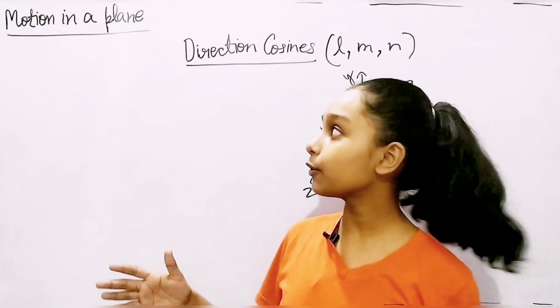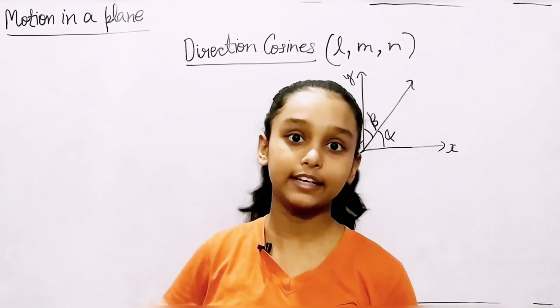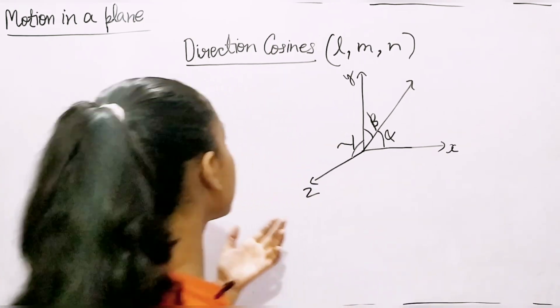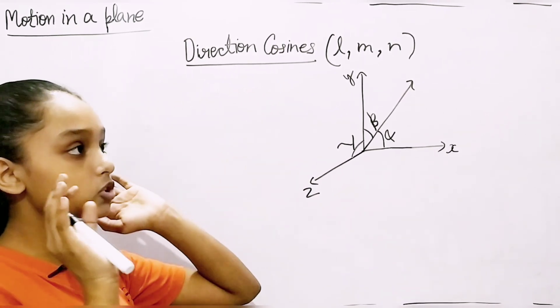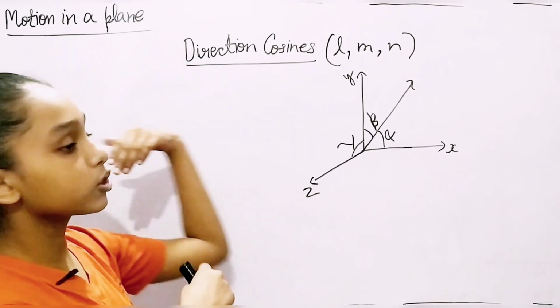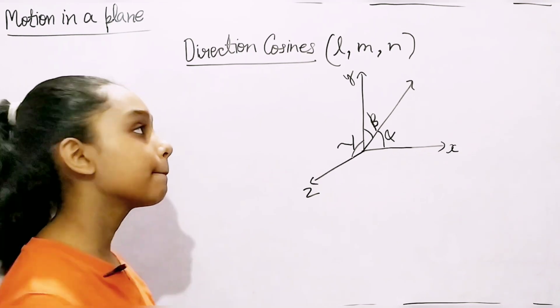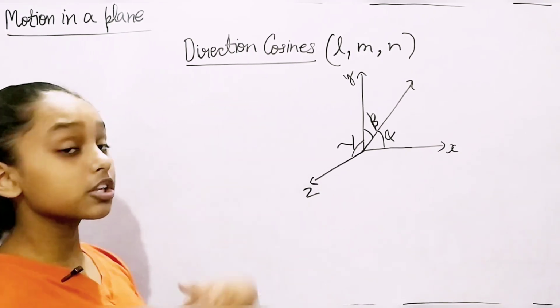So today we're going to continue our chapter 4, which is motion in a plane. We're going to discuss a new topic that comes after the cosine law. So what is it? Direction cosines. So what are direction cosines?